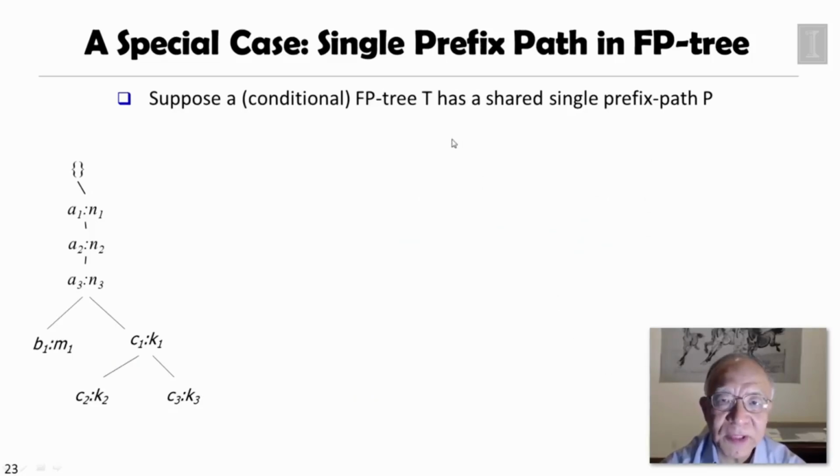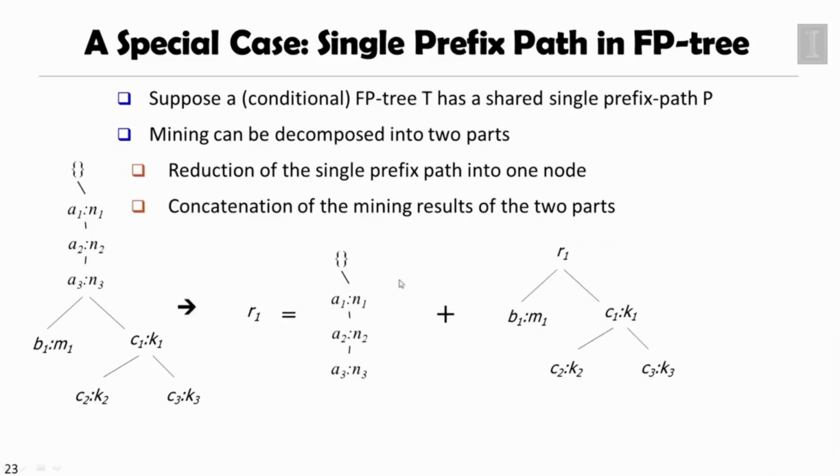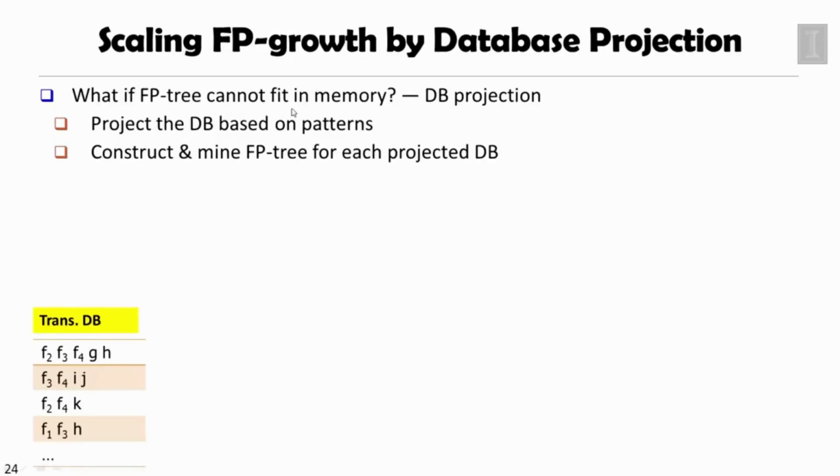You probably can see if you get a single prefix path, you actually can partition this into 2 parts. Like this path, you can mine it, and this part you can mine it, then you can just concatenate the pattern results. What if this tree cannot fit in the main memory? If it cannot fit in the memory, we can use database projection.